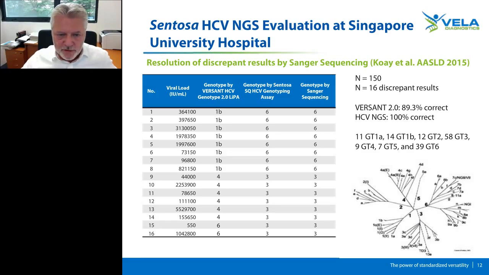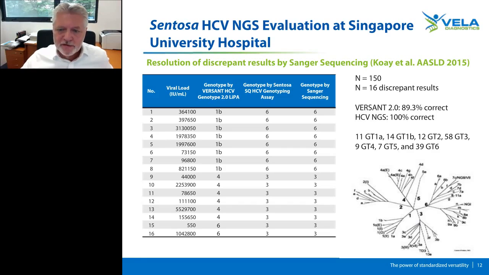On this table is shown that the Versant genotyping assay detected 1B falsely. The correct detection was the genotype 6, and that was all confirmed by Sanger sequencing. So the Sanger sequencing confirmed that all the NGS results were correct results. This is of concern, since if you would get the wrong information about the genotype, as I mentioned before, you would probably also choose the wrong regimen with the drugs, may fail, and may have additional costs for drug treatment.